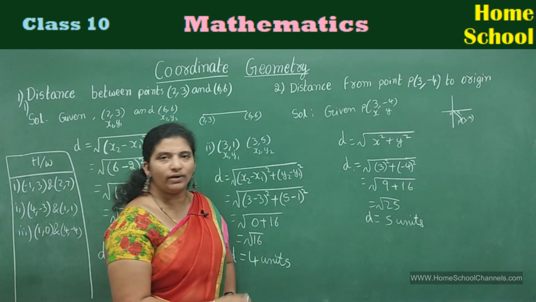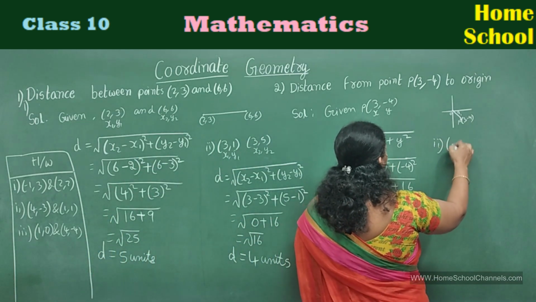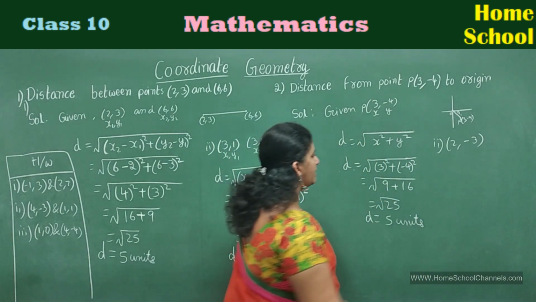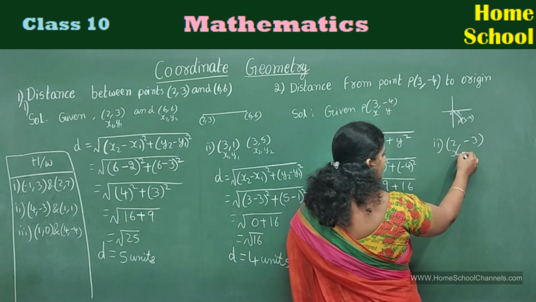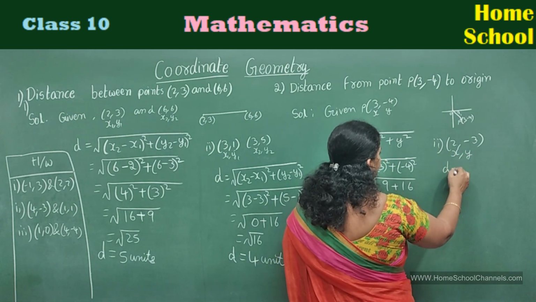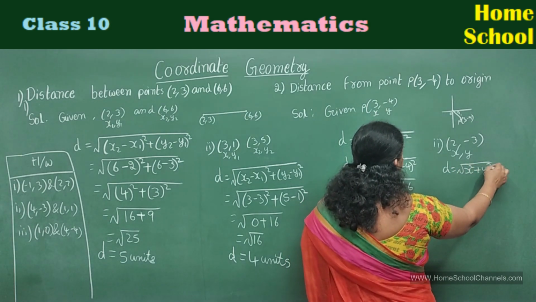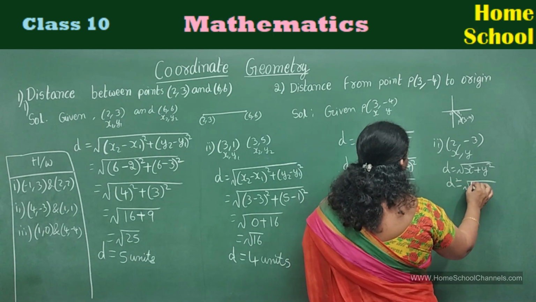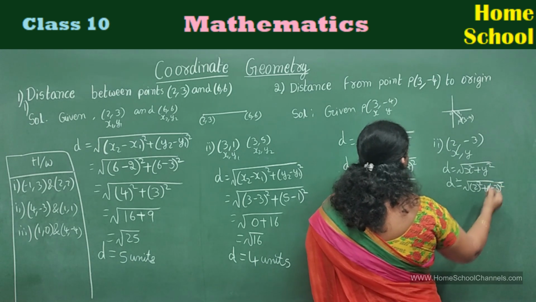Right? Shall we take one more? Same manner, one more. 2, minus 3 from origin. Mark this x, mark this y. D is equal to square root of x square plus y square. That is d is equal to square root of 2 whole square plus of minus 3 whole square.